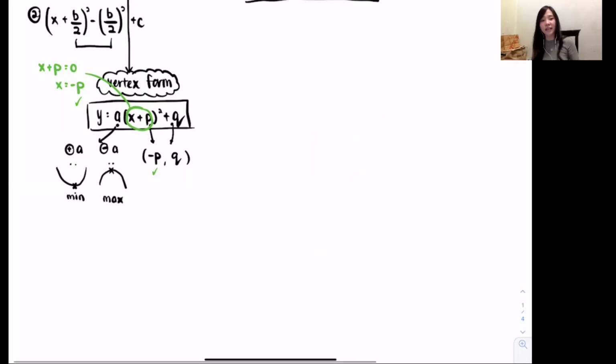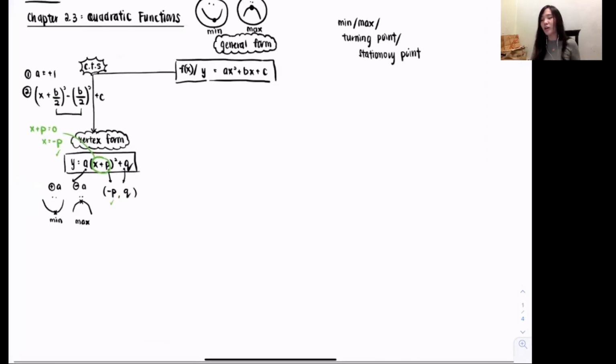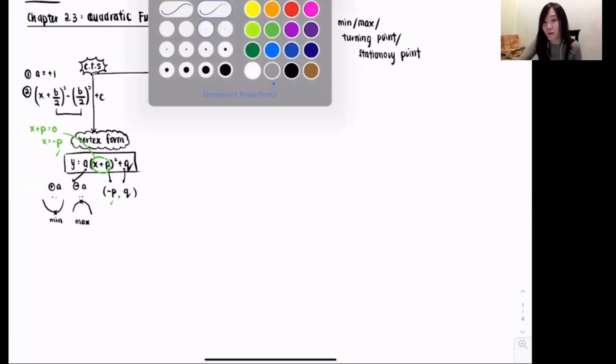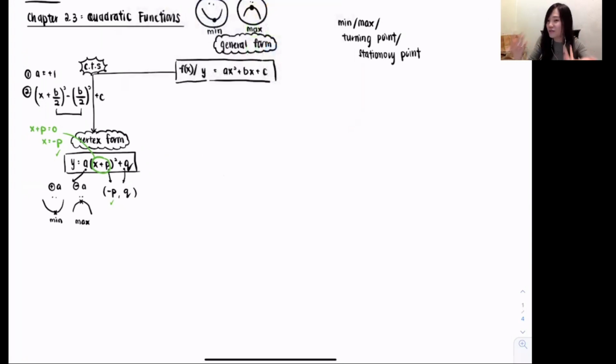Okay, so this is exactly the first method. Usually in school exams, 99% of the time you will use this method. But the textbook actually taught you the second method, so that's why I want to teach you also. But usually you will use whatever I just taught, the vertex form.